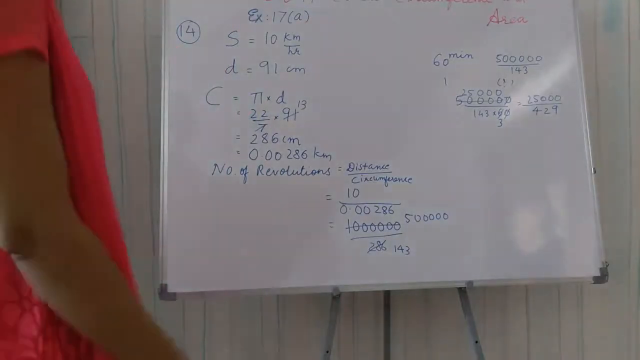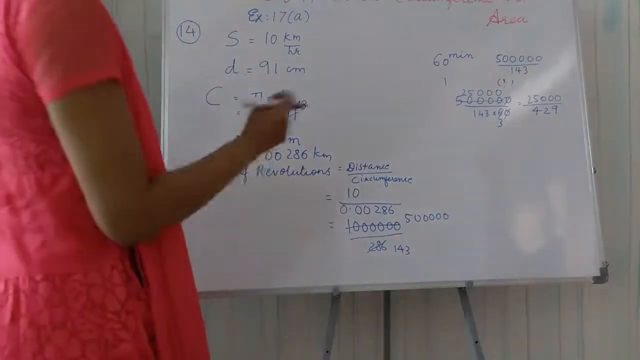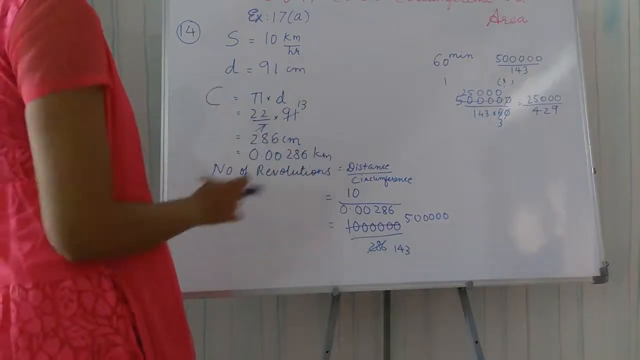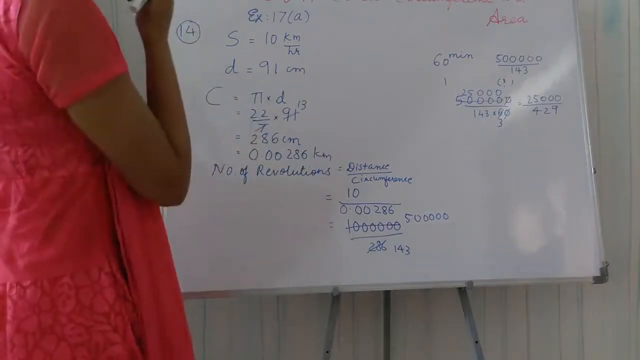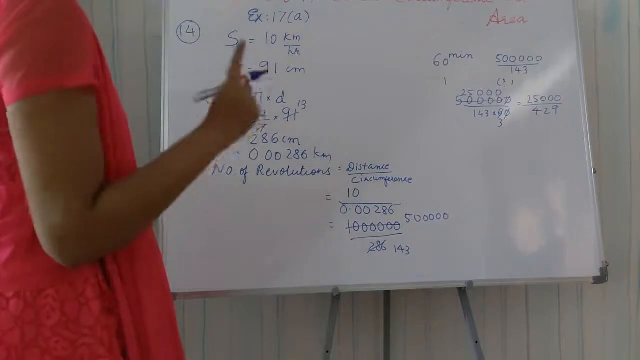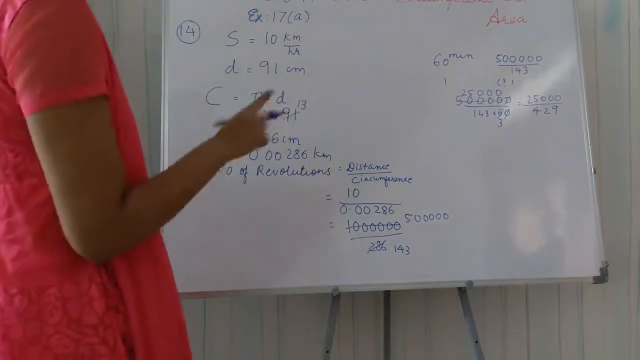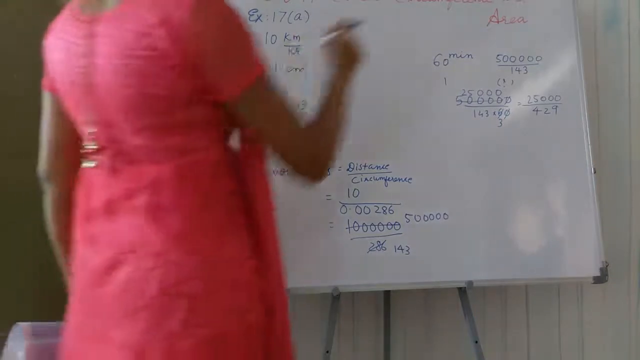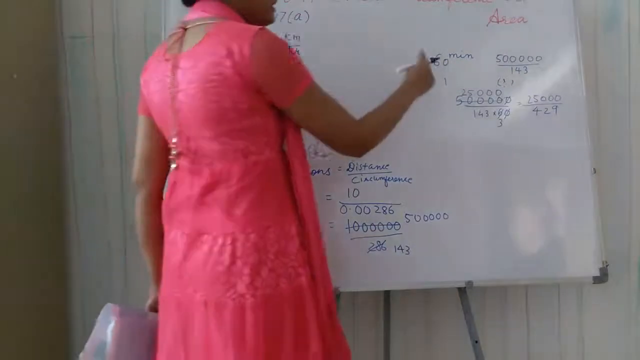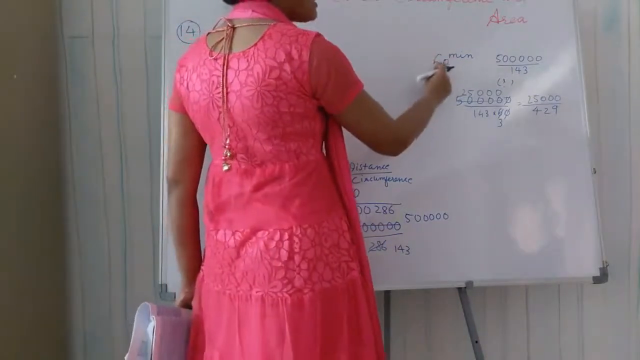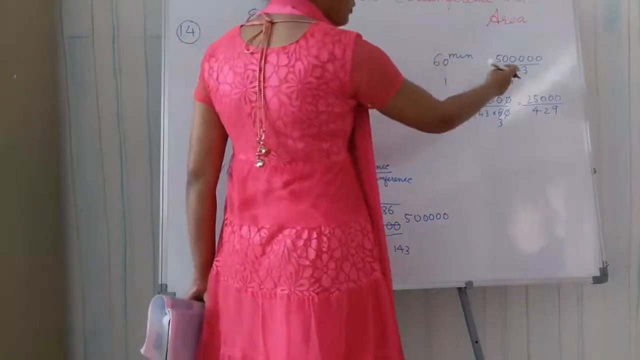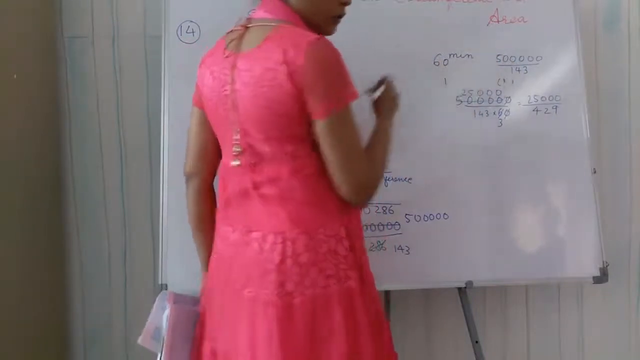But the question is that how many revolutions the wheel of the cart does in this 1 minute. So in 1 minute how many revolutions happen, that we have to find. For this, 60 minutes means 1 hour, so in 1 hour, that is 60 minutes, this many revolutions, so in 1 minute how many revolutions.